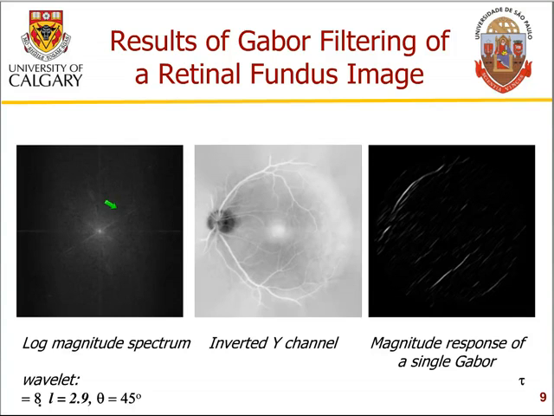Now, if you were to apply a 45-degree Gabor filter, the magnitude response is this, where only the blood vessels oriented at 45 degrees are extracted, like this part and this part. And the other blood vessels, such as these, are not detected.